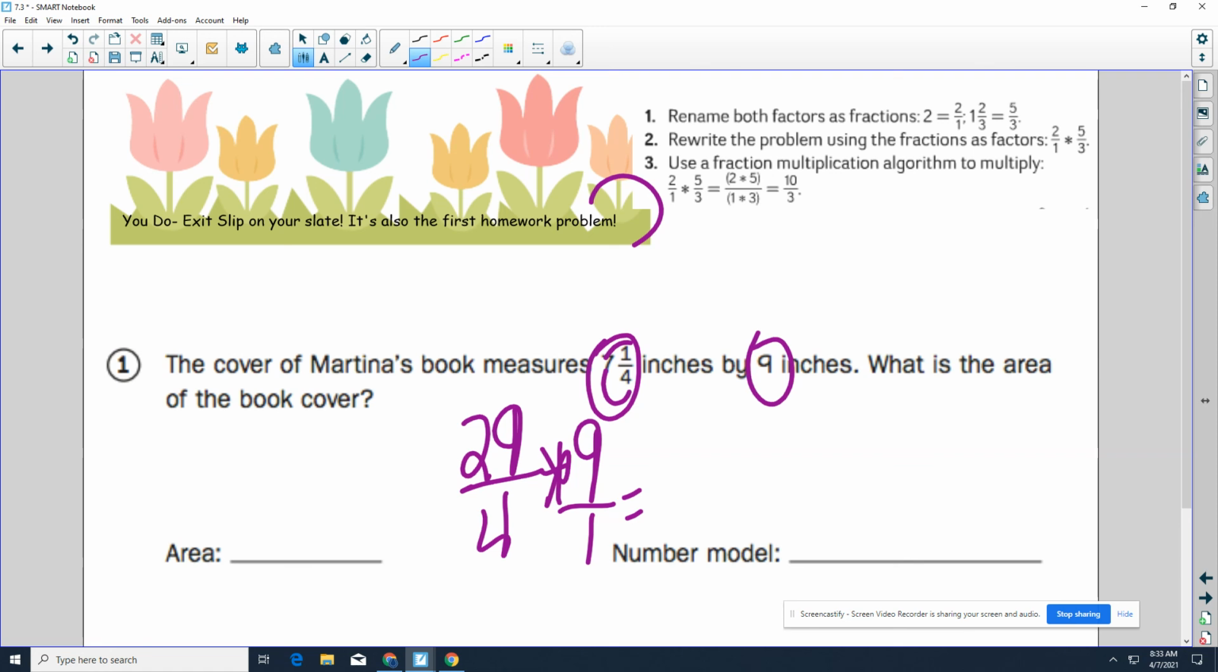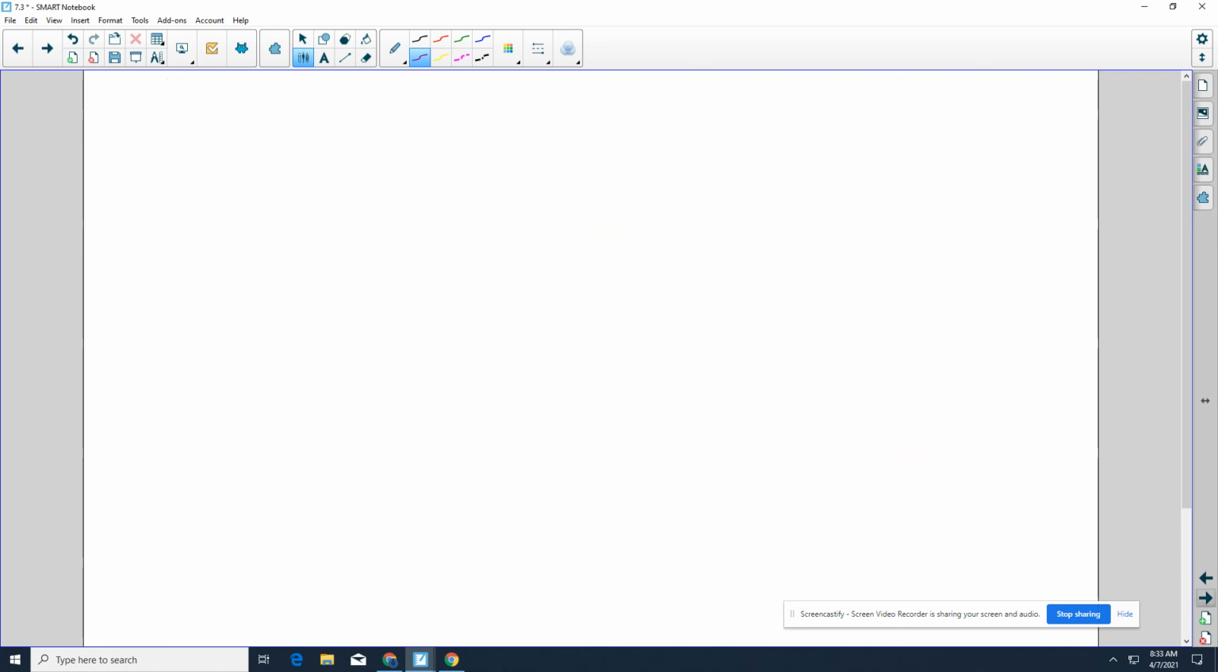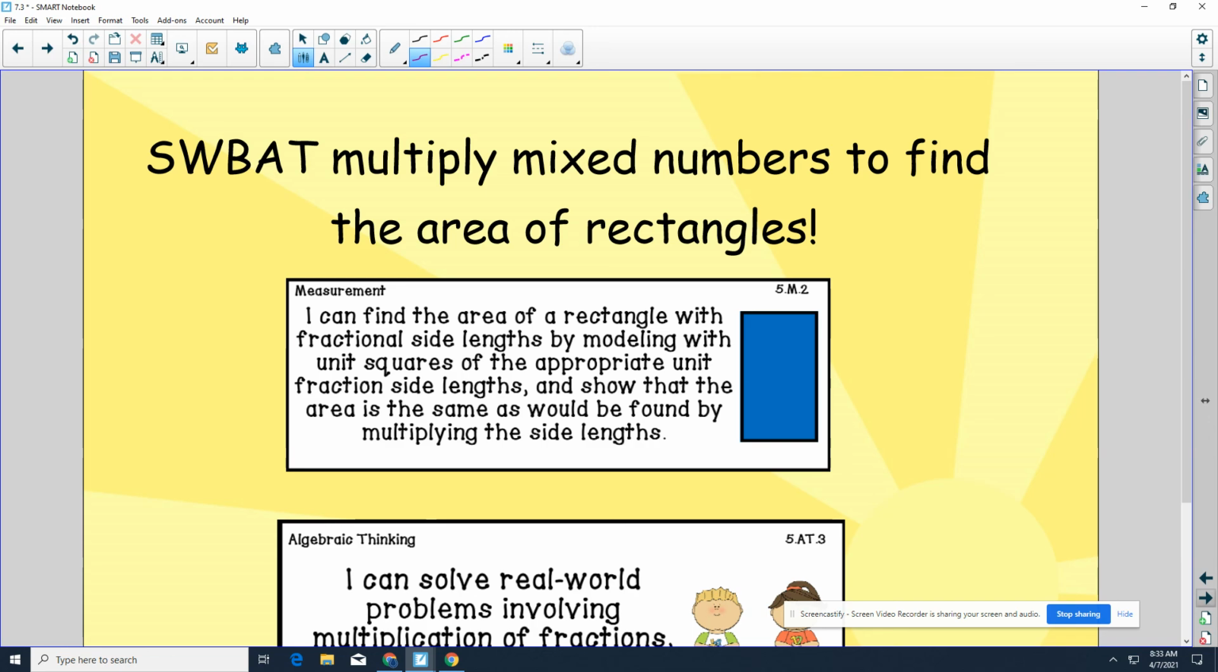So remember, area is length times width, unless they give you the base. Area of the base, and that's actually volume. So, all right, so that's the end of the lesson.